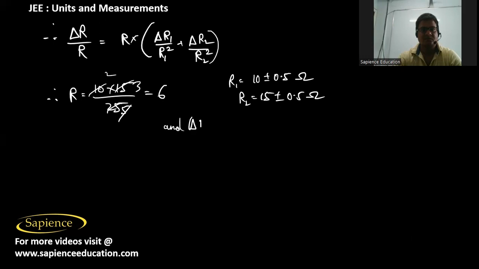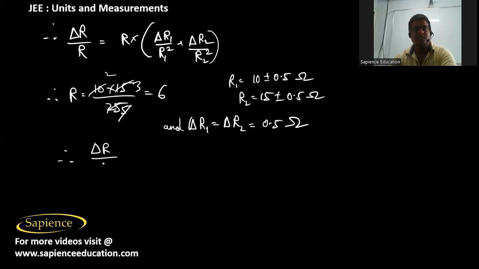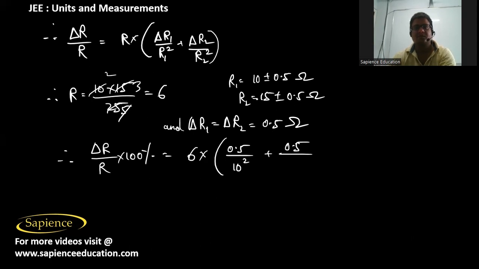And delta r1, which is same as delta r2, that is the absolute error in finding the resistance, is equal to 0.5 ohm. Now we have to find the percentage error in the measurement of equivalent resistance, meaning delta r by r into 100. So that will be equal to r, which is 6 ohm, into delta r1, that is 0.5, by r1 square, that is 10 square, plus delta r2, that is also 0.5, by r2 square, that is 15 square. So this much into 100%.